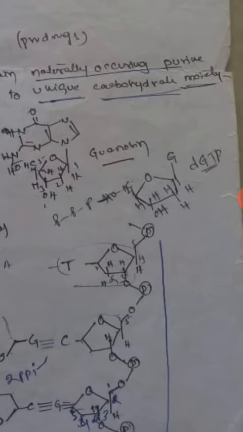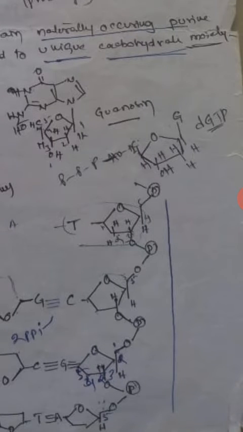Guanosine monophosphate, guanosine diphosphate, guanosine triphosphate. Ultimately it is converted into a nucleotide. Which nucleotide is it? Deoxyguanosine triphosphate, the deoxy sugar-containing guanosine triphosphate. This nucleotide is going to be incorporated into the newly formed DNA in the presence of DNA polymerase.